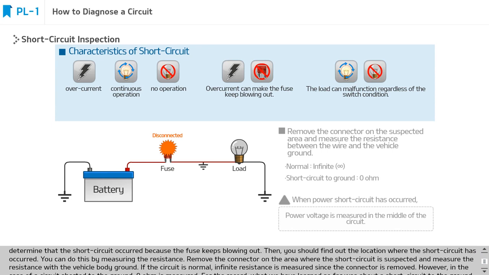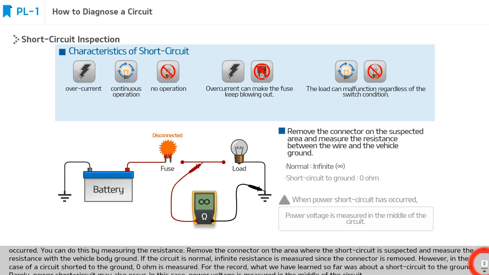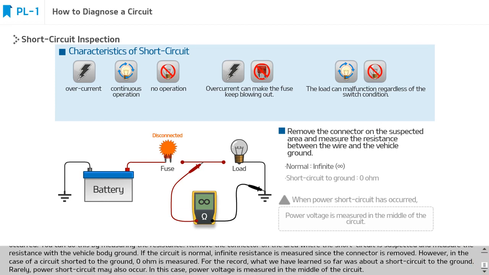You can do this by measuring the resistance. Remove the connector on the area where the short circuit is suspected and measure the resistance with the vehicle body ground. If the circuit is normal, infinite resistance is measured since the connector is removed. However, in the case of a circuit shorted to the ground, 0 ohm is measured.